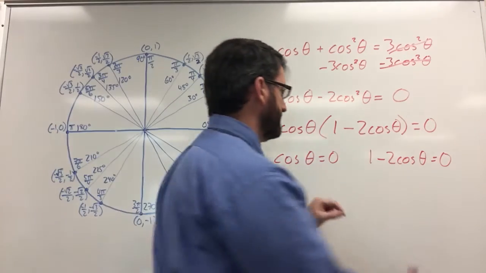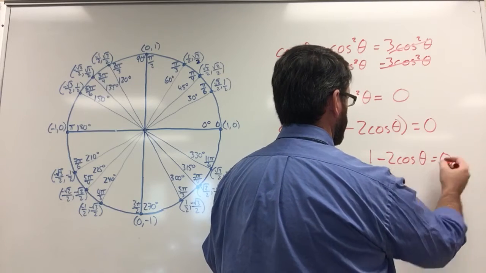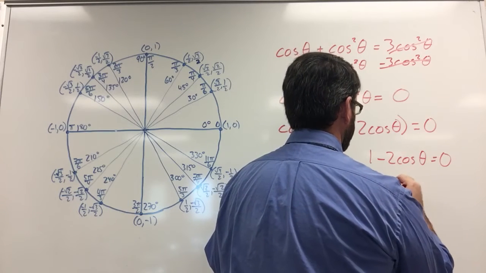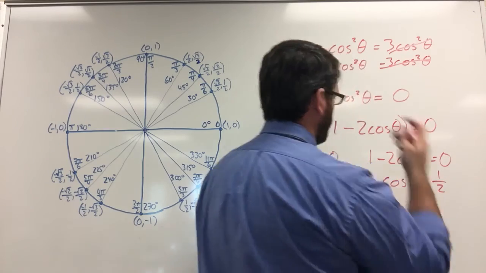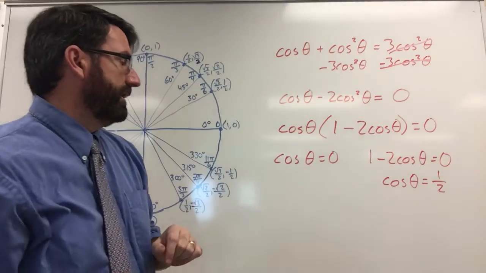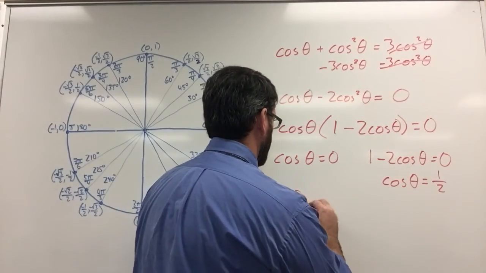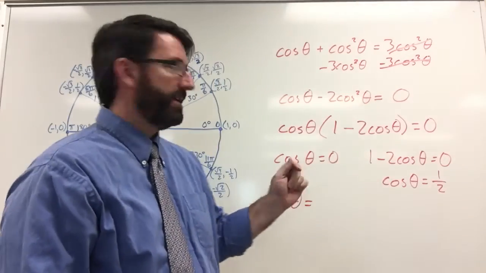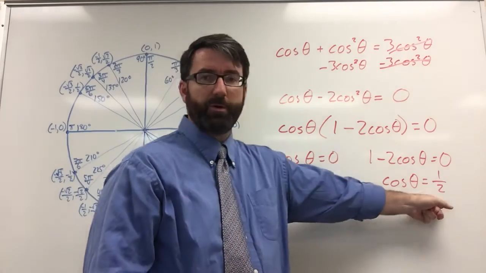And with this one we can subtract 1 from both sides and divide by negative 2, so we get cosine theta is going to be equal to 1/2. And now we look on our unit circle and find all the places where cosine is either 0 or 1/2.